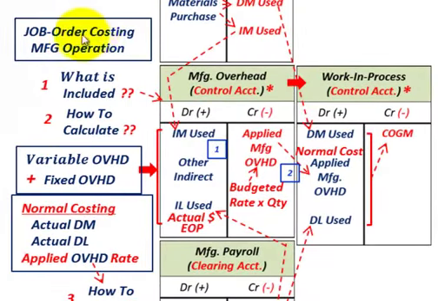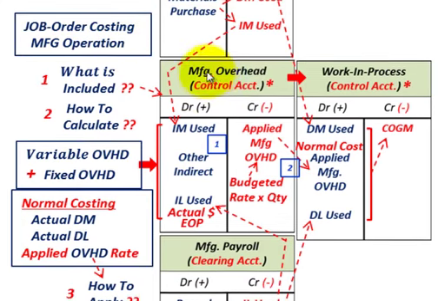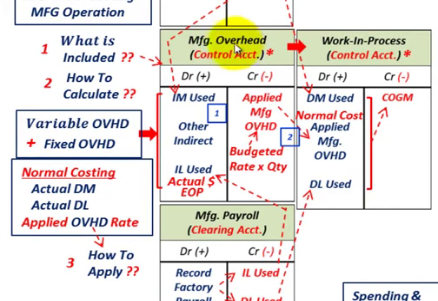What we're going to be going over here is job order costing for a manufacturing operation. And what we're going to be concentrating on here is this manufacturing overhead for our job orders here. And we want to understand what's included in our manufacturing overhead. And then also we're going to be looking at how we apply this manufacturing overhead to our work in process. And both of these are control accounts here, and they're backed up by subsidiary ledgers.